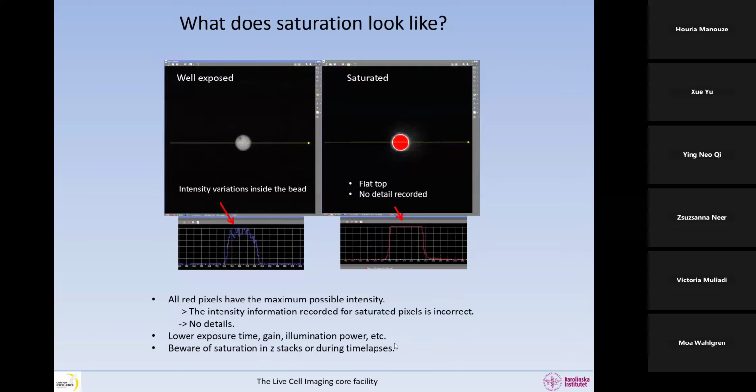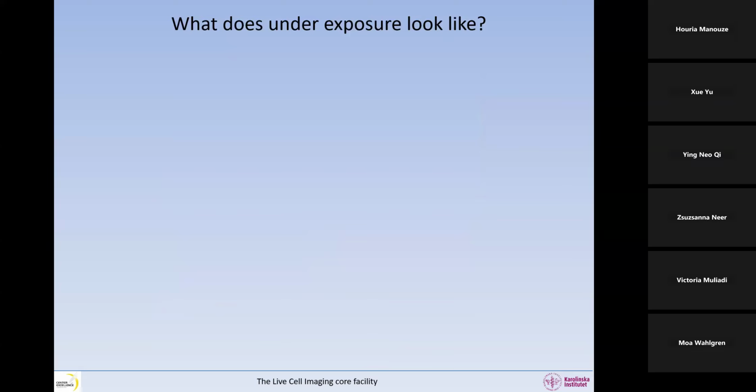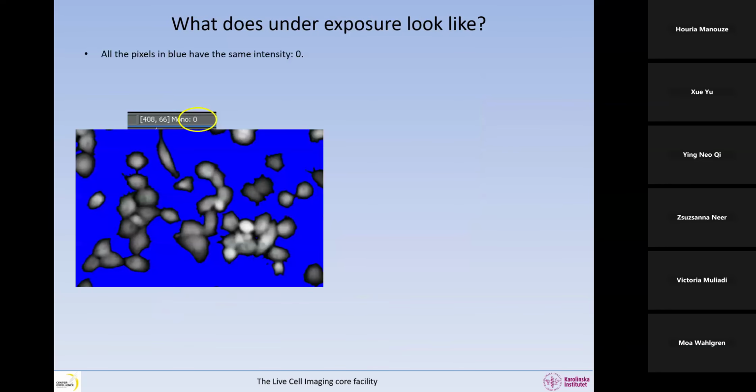And it's the same thing during time lapses, because the fluorescence may increase over time if you have that type of experiment. So what about underexposure? What does it look like? So if we also color code the pixels that have an intensity of 0 in blue, and we see something like this, there's a solid background in blue, that is not a good sign.